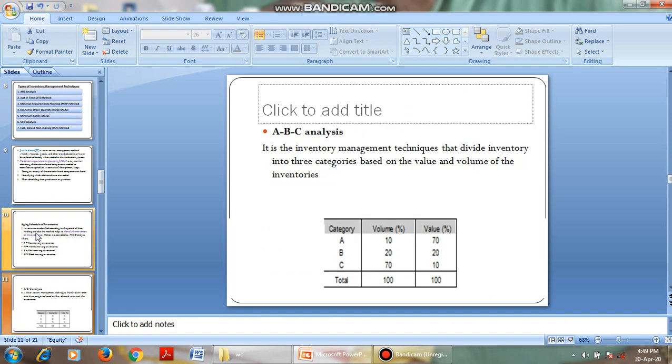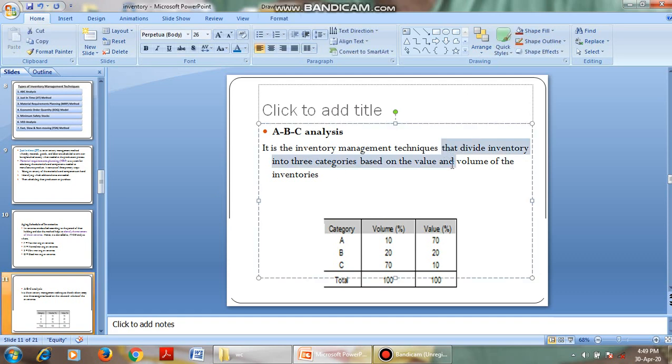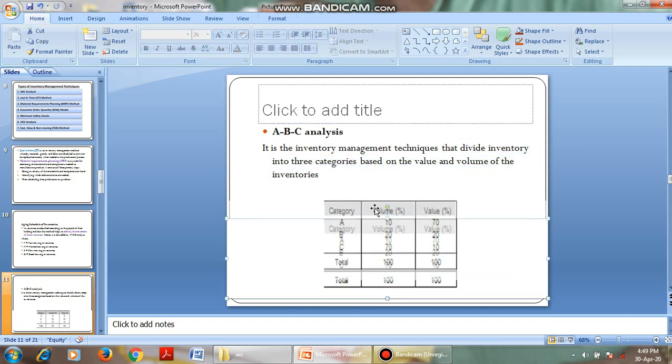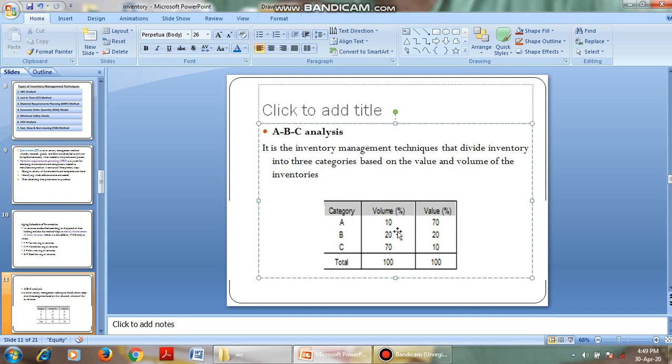Okay. Next one, ABC analysis. This is also important. It is an inventory management technique that divides inventory into 3 categories based on the value and volume of inventory. Here I will tell you a simple example. Try to understand. If you have 10 kgs of coal and you have 5 grams of gold, which is valuable? Obviously, gold is valuable. But in case of volume, coal is 10 kgs.